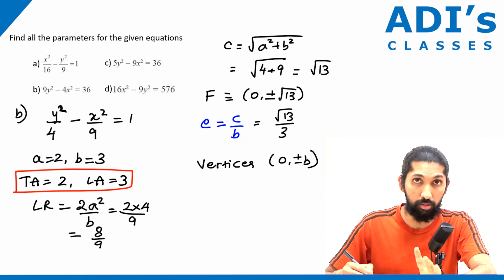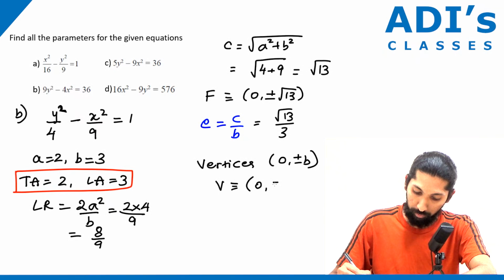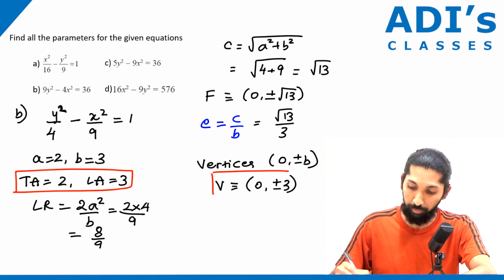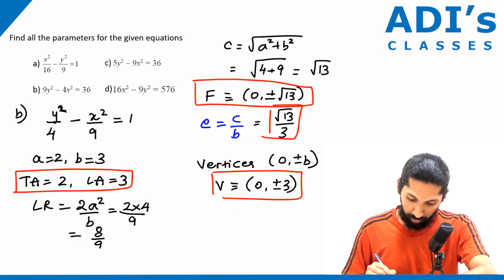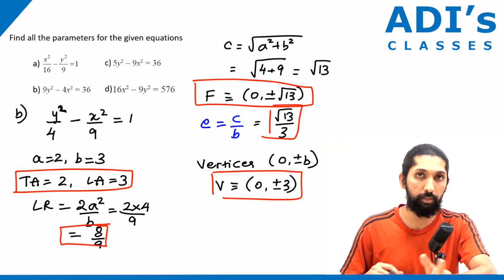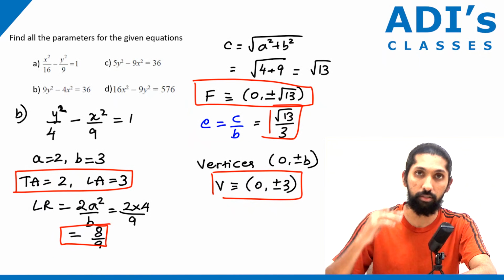B, not C. Okay. So the vertices will become (0, plus or minus 3). So we got all the parameters: vertices, eccentricity, then the foci, then finally the latus rectum. We pretty much have all the parameters. This is how you do the second one. Let's do the third one now.